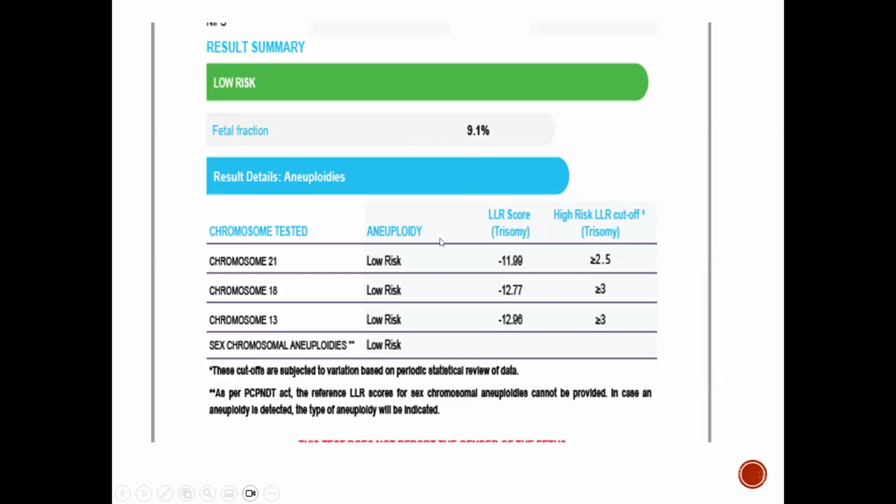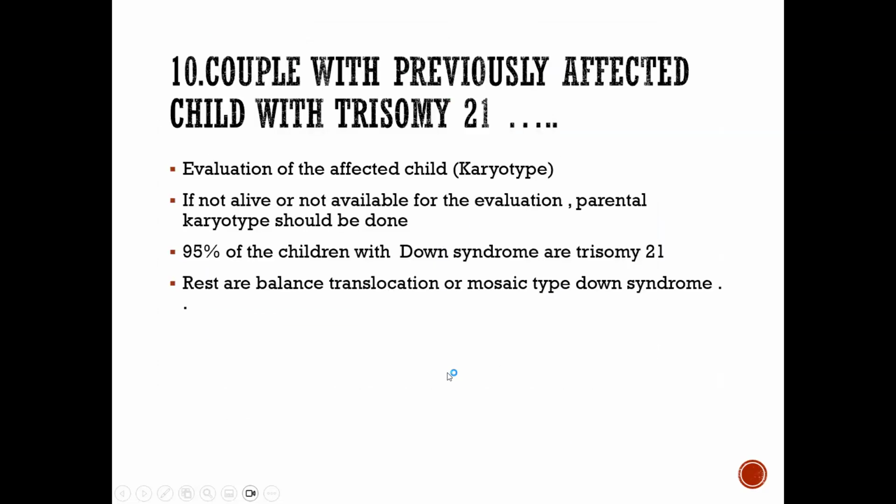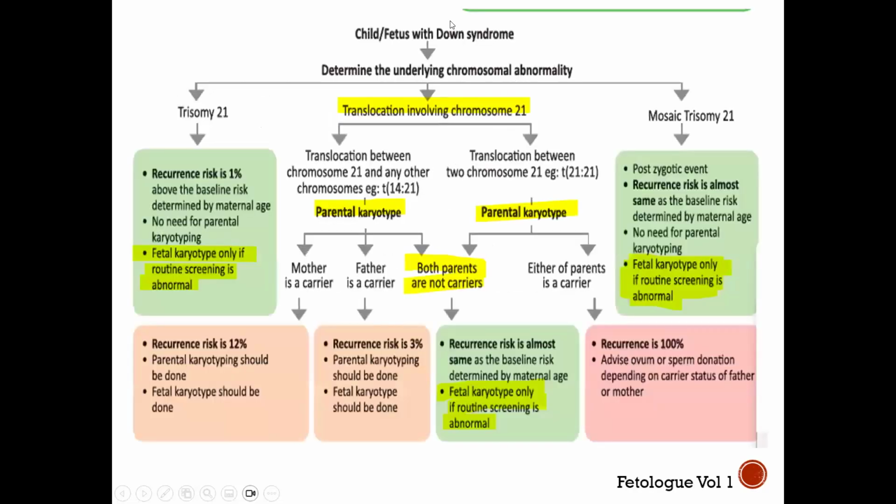Now, another question is, if a couple has a previous child affected with trisomy 21, what to do next? If the affected child is available, then we have to run a karyotype in the index child. If the child is not alive or not available for evaluation, then parental karyotyping should be done. There are three types of Down syndrome. 95% are trisomy 21, the rest are balanced translocation and mosaic type. So what to do in the next pregnancy depends upon the previous child's karyotype.